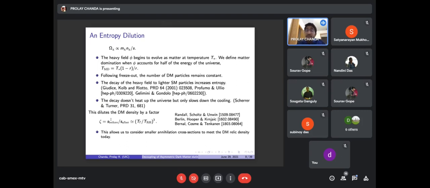And this is nice because in the standard WIMP scenario, for one dark matter mass, we can have one dark matter cross section or one dark matter coupling. But now we have a third free parameter, which is this dilution factor. So we can allow for smaller annihilation cross sections and then dilute the density produced at freeze out, so as to match the energy density today.